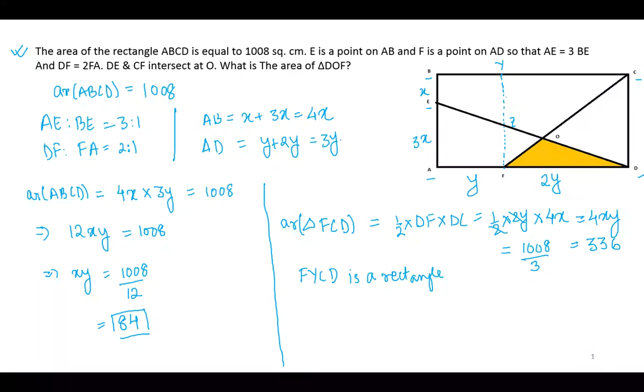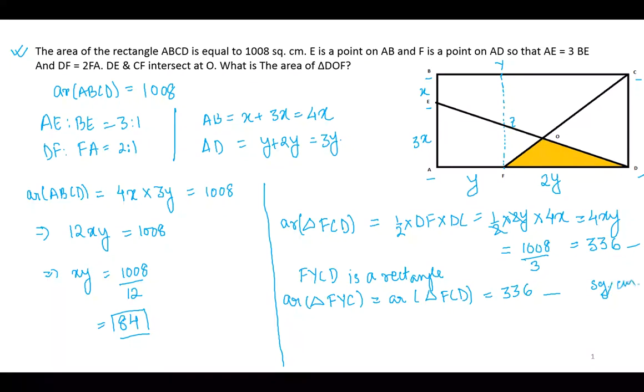And what happens in a rectangle is the two triangles that are formed when you make the diagonal have the same area. So if I'm looking for the area of triangle FYC, it will be equal to the area of triangle FCD, and that will be equal to 336 again. Now obviously I'm not writing the units, but you should understand that all of them are basically square centimeters.